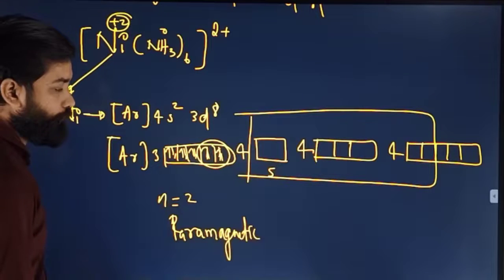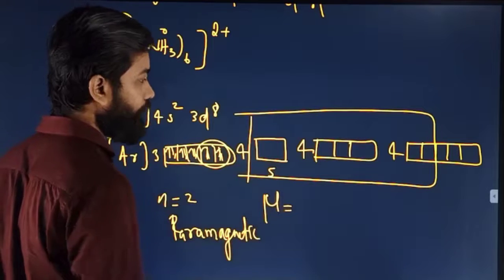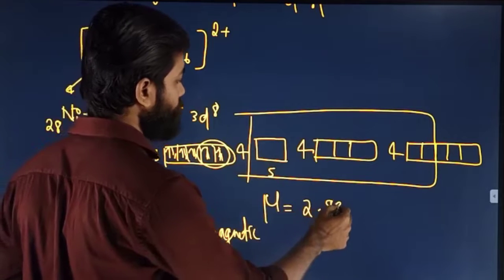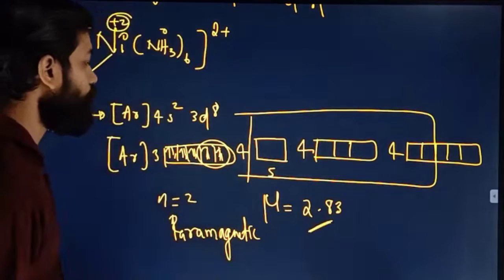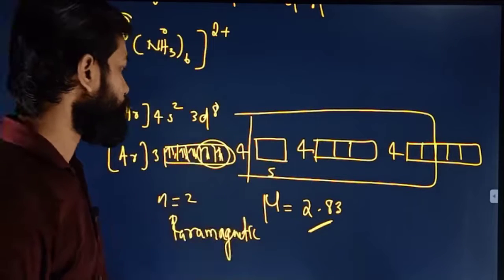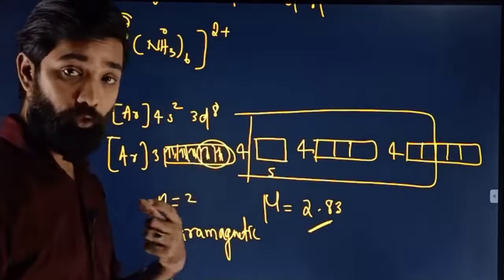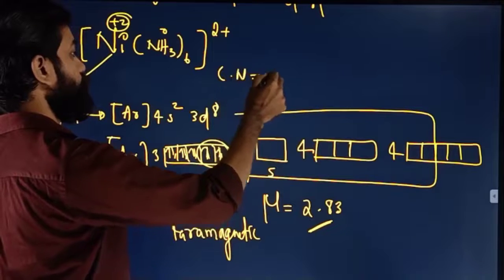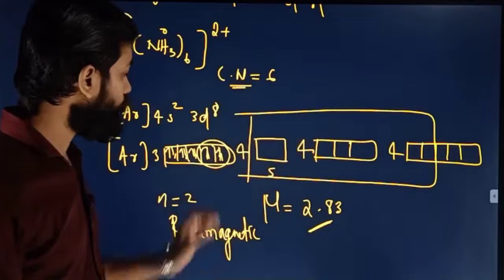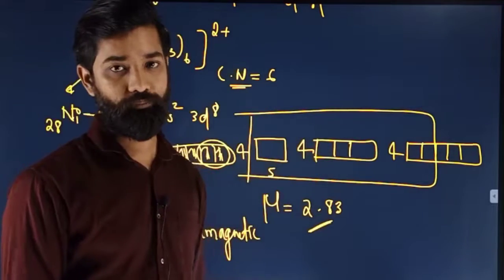Paramagnetic. And the Bohr magneton, or the magnetic moment, is 2.83. No need for pairing here, because if it paired, we would obtain only one d orbital, but the coordination number is actually 6. So here there is no pairing, which uses the outer orbital.